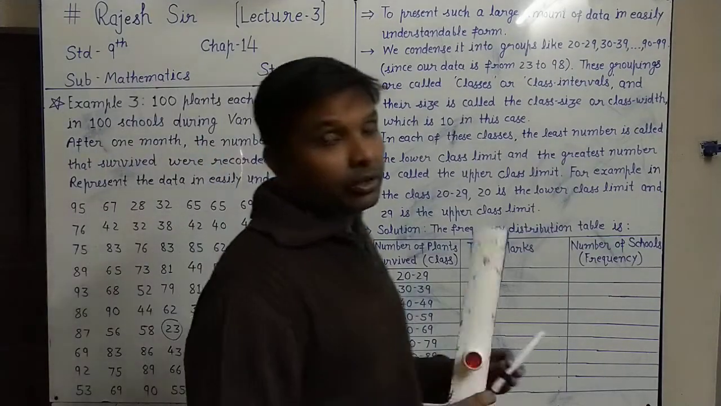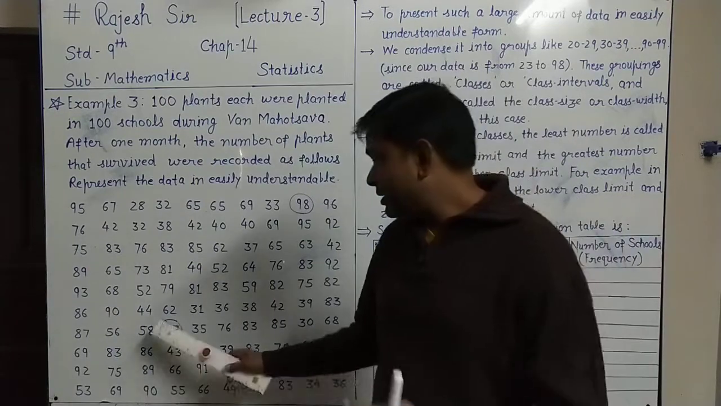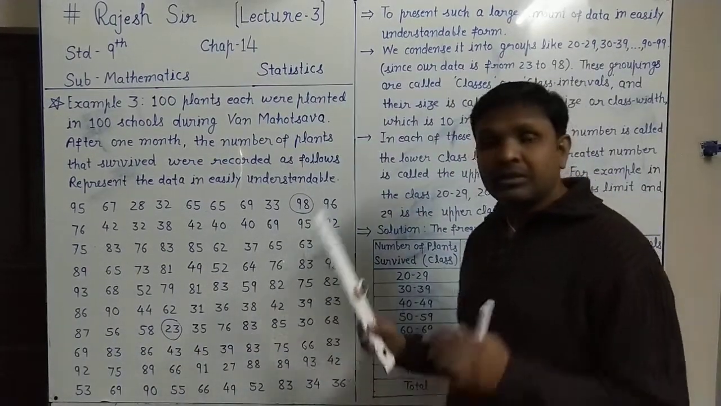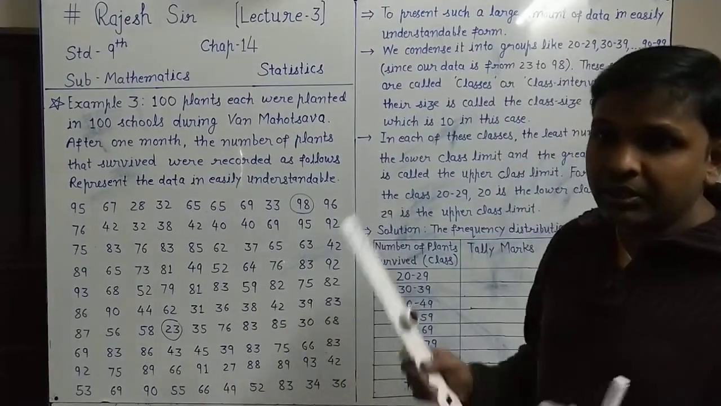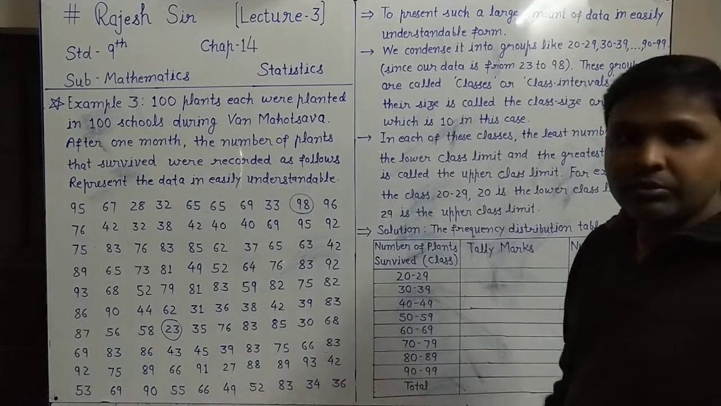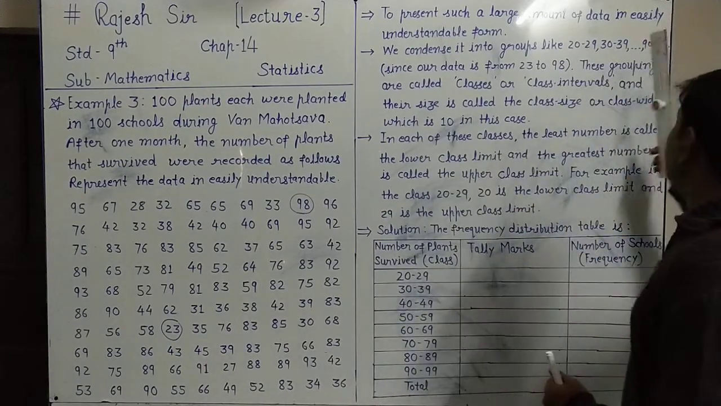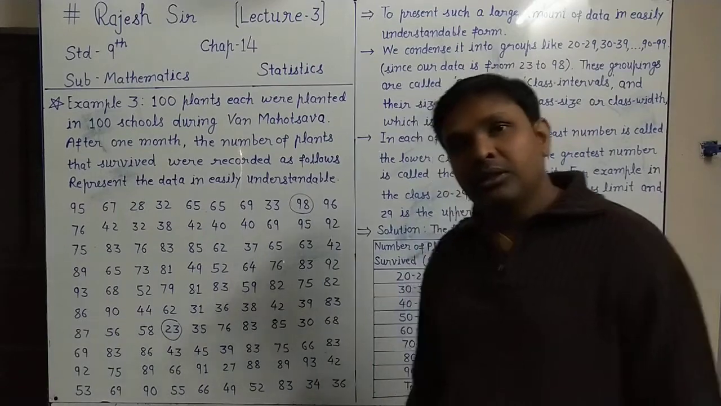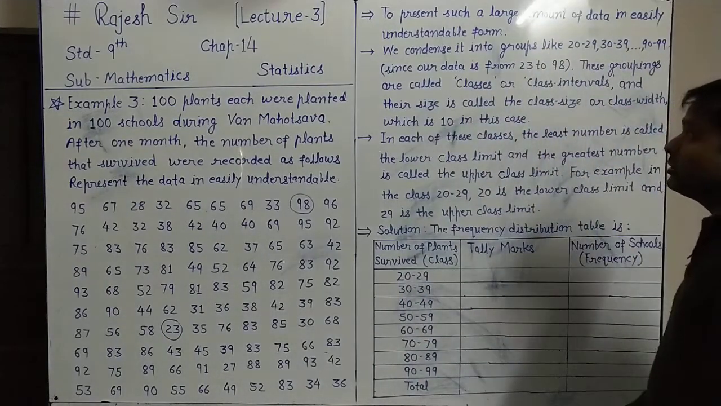We have to make the groups in such a way that they start from this least data, and end at this greatest number. So in 20 to 29 the 23 will come, so it will start there, and in 90 to 99 the 90 will come, so it will end there. This type of groups we can make.